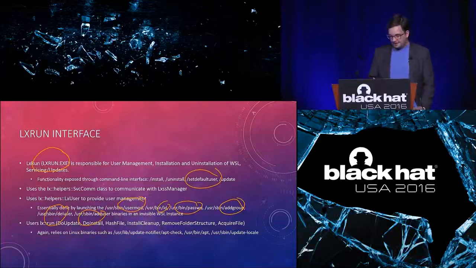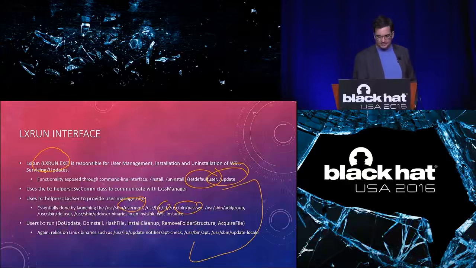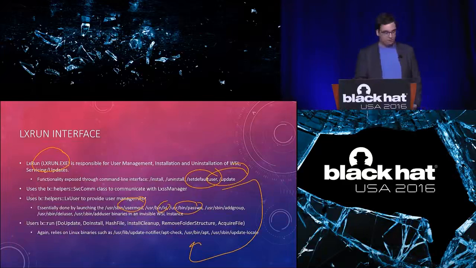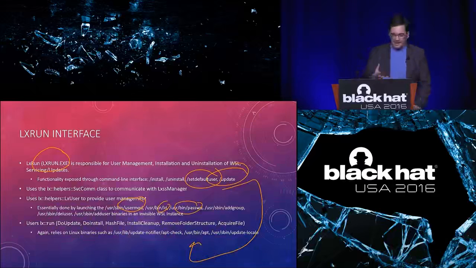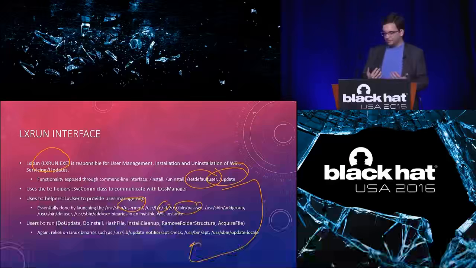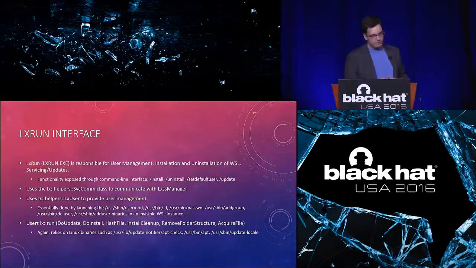Similarly, if you do an update, what update actually does is spin up an instance and just call apt, and then it does an apt-get update for you. So this actually just launches the Linux apps behind your back. You could have just launched bash yourself and done an apt update if you wanted to. But Windows users might not know how to update an Ubuntu environment. So lxrun basically acts as a bridge between what a Windows admin might know how to do and what a Linux process requires.